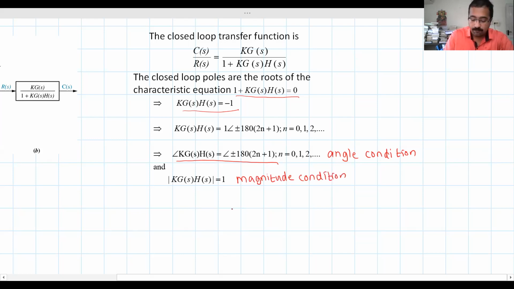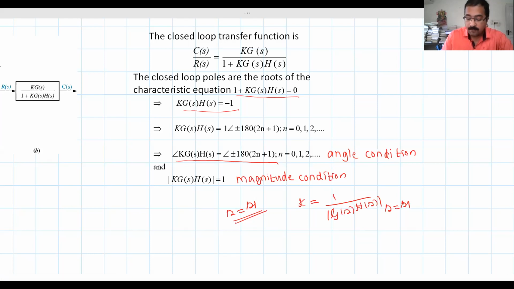I want to check whether a point s equal to s1 in the s plane is a closed loop pole, that is, whether it is on the root locus or not. I first have to find the total net angle at s equal to s1. If that is an odd multiple of 180 degrees, then s equal to s1 is a closed loop pole. The gain at that point can be found from the magnitude condition: K is 1 divided by the magnitude of G(s) H(s) at s equals s1. In this way you can calculate the corresponding gain K at that particular closed loop pole. Based on these two conditions, certain rules have been framed for drawing root locus.